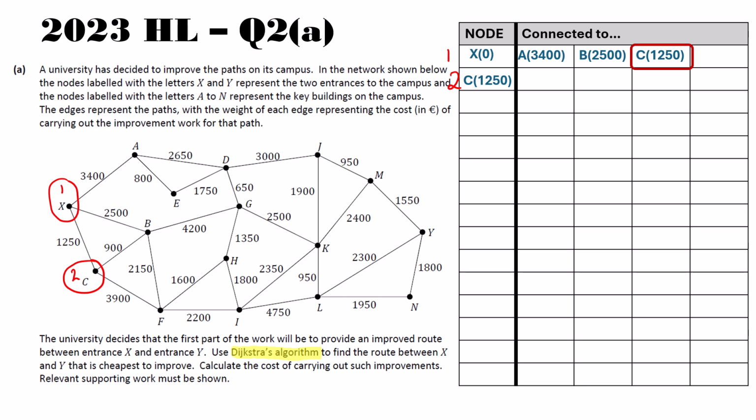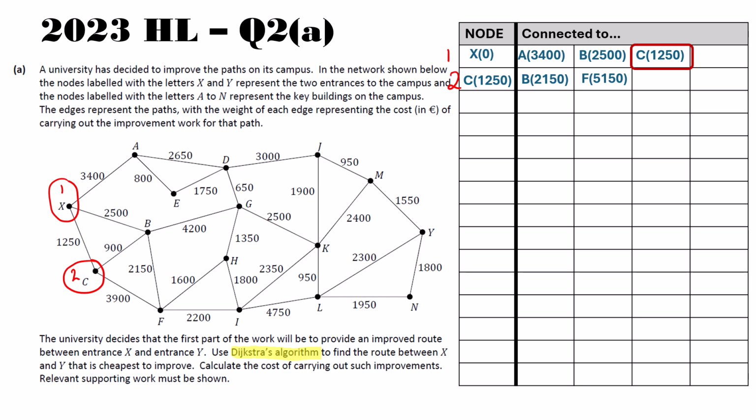So then I look at C, and it's connected to B and F. When we're doing our distances, but they're not distances, they're money here. When I'm getting my total value for B, I have to take into account X to C plus C to B. So when I go to B, it's going to be 1,250 plus the 900, which is 2,150. That's why it's helpful to have those values in the brackets on the left-hand side. For F, it's going to be 1,250 plus 3,900, which gives us 5,150.